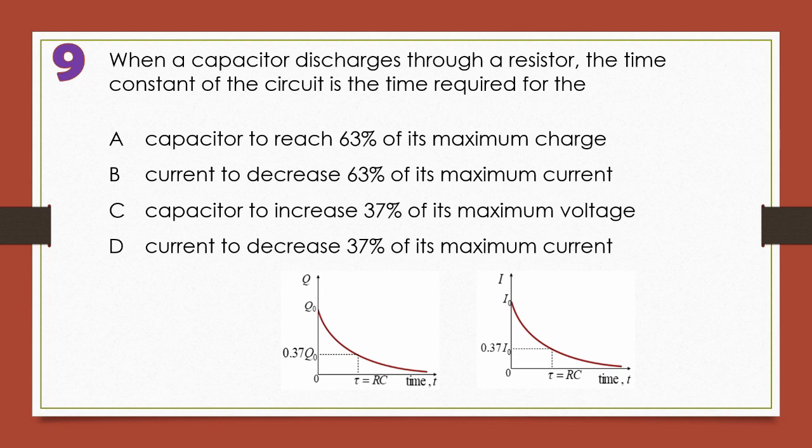But actually for the current, for your knowledge, during both the charging and discharging process, the current is reduced to 37%. But for Q, during the charging process, the charge is increased to 63%. So if you look at the choices given to us, the best answer is D, which is the current is decreasing 37% from its maximum value.